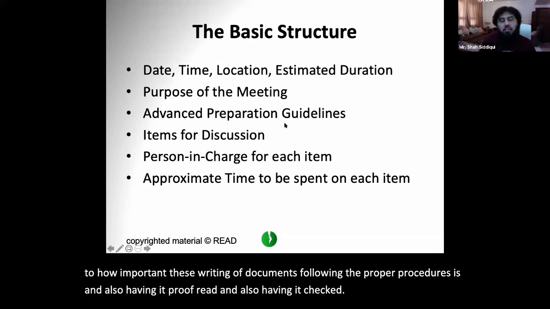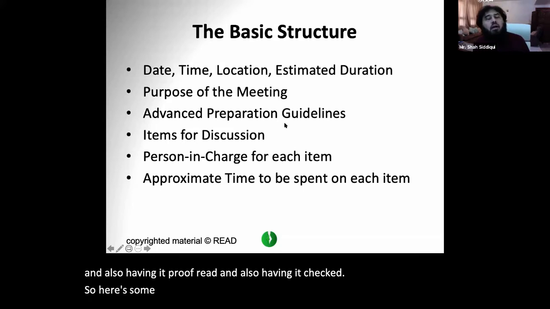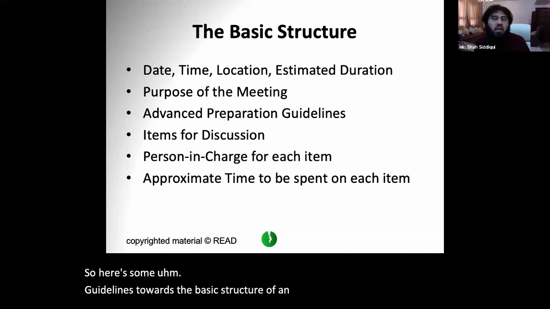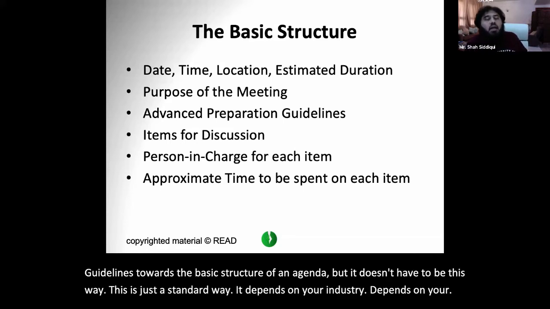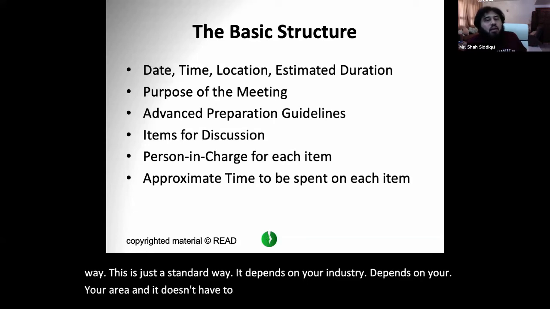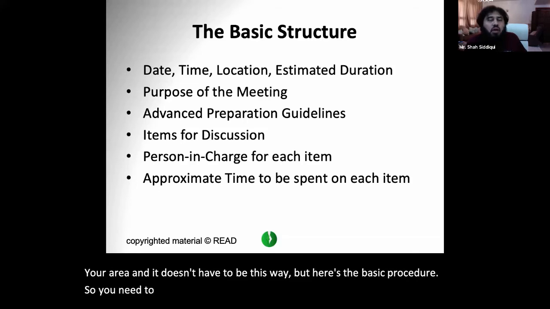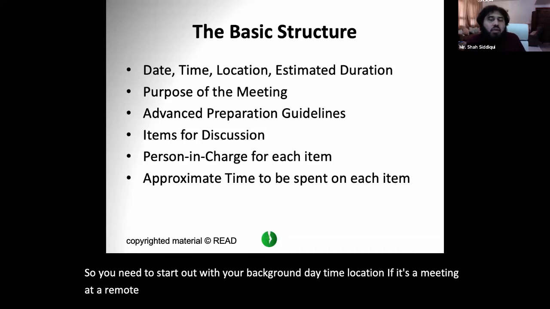So here's some guidelines towards the basic structure of an agenda, but it doesn't have to be this way. This is just a standard way. It depends on your industry, depends on your area, and it doesn't have to be this way. But here's the basic procedure. So you need to start out with your background, date, time, location. If it's a meeting at a remote location, then of course you need to inform where the meeting is.